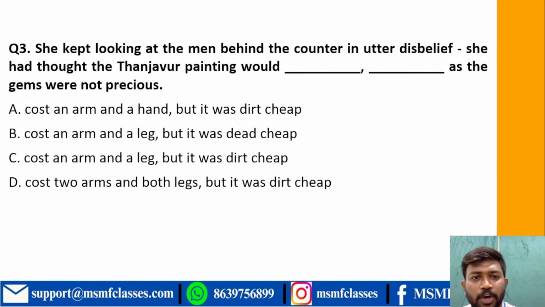It's an idiom actually. I think you're all aware of the idioms. So they have started by giving an idiom. If you observe B and C, both the options are similar when it comes to the idiom. Cost an arm and a leg, that means it is too costly. They are trying to say that she had thought that the Tanjavur painting would cost an arm and a leg. She thought it is so costly. Cost an arm and a leg means it is too costly. But what happened there? But it was dead cheap or dirt cheap.